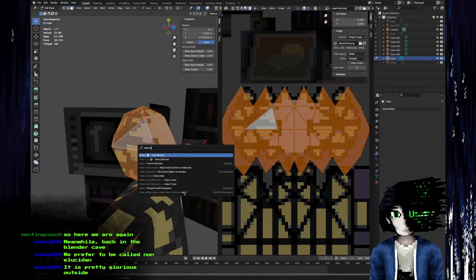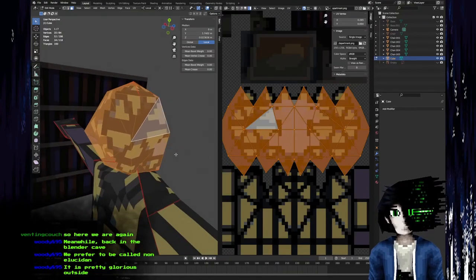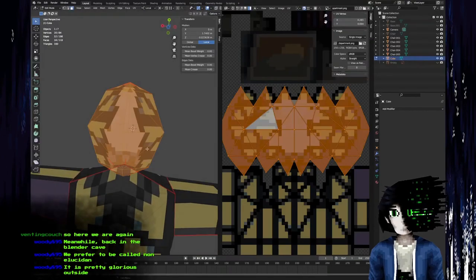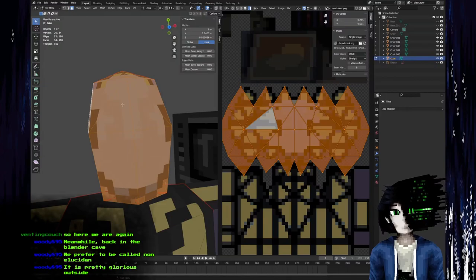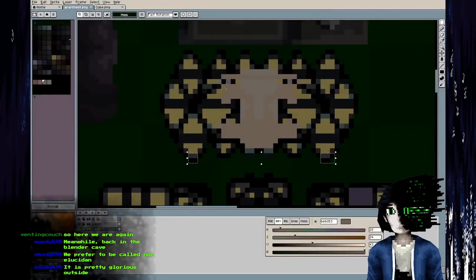It's just view selected so we can rotate the camera around it. And it has introduced a new distortion. I think we'll mostly get away with that. But that very slight increase in scale has given us the extra pixels that we need to make the nose kind of work.